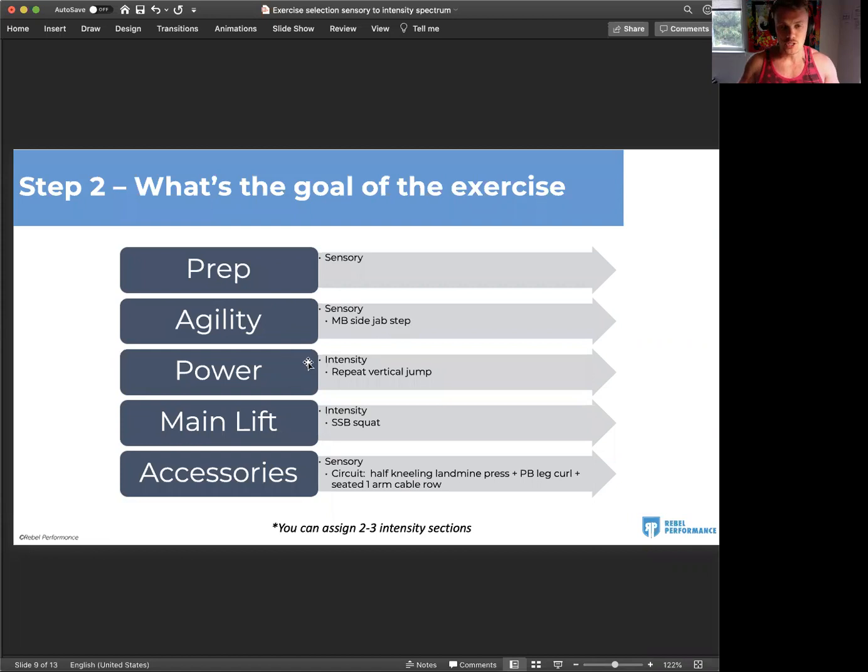In the power section, I'm chasing intensity. So maybe I'm going more of a repeat vertical jump. In the main lift, chasing intensity, right? It could be intensity for strength, power, hypertrophy. I'm going safety bar squat. On the accessory section, I'm going to chase sensory. So maybe it's a circuit of a half kneeling landmine press, a PB leg curl, and a seated one-arm cable row. Right? All things that fall more on the sensory side of that spectrum. Lower loads, lower velocities, more feel.